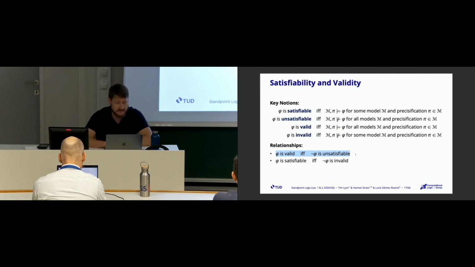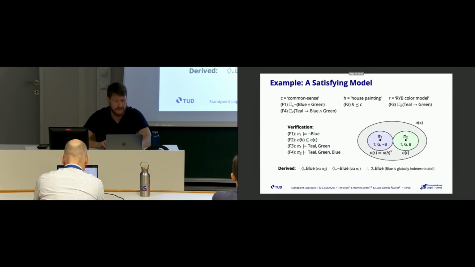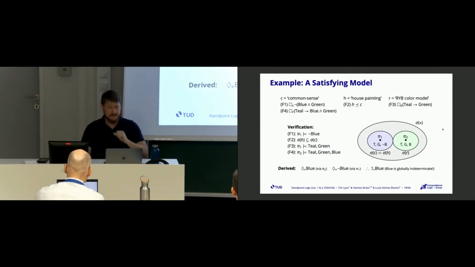And there are certain relationships between these different categories of formulae. If something's valid, then its negation must be a contradiction. It must be unsatisfiable. If something's satisfiable, then its negation is invalid. And as I mentioned before, satisfiability and unsatisfiability are contradictory with one another and similar for valid and invalid. The proof system that I'm going to define a little bit later is going to axiomatize the validities of standpoint logic. So validity will play a notion in understanding why that proof system works. Okay, let's return back to our color example from earlier.